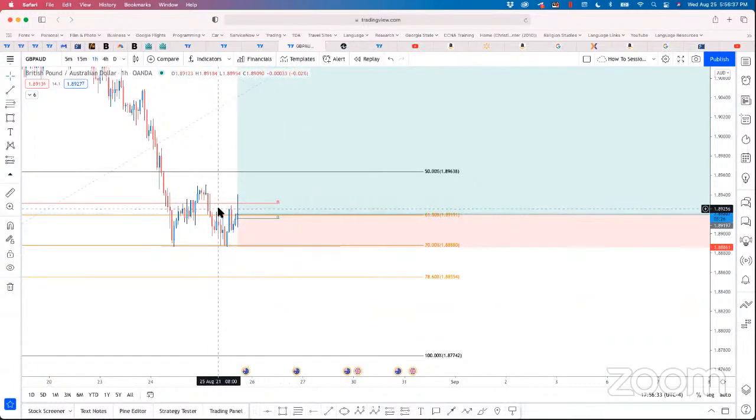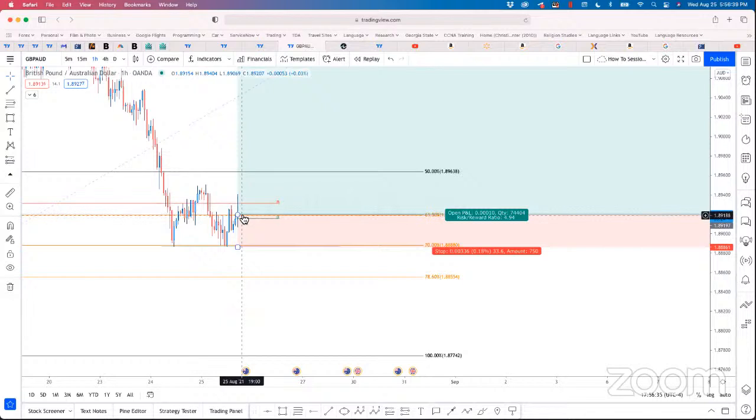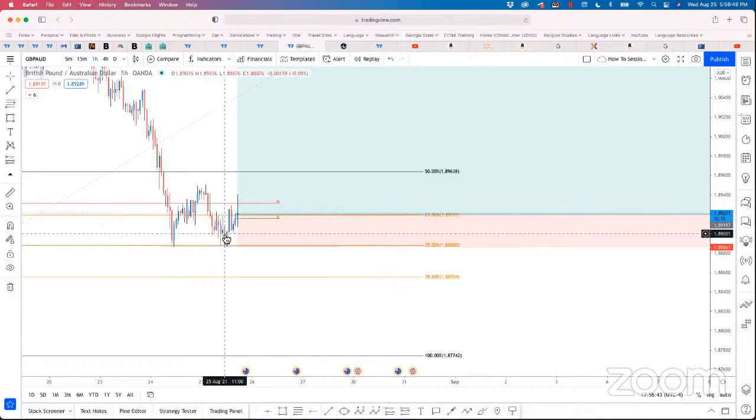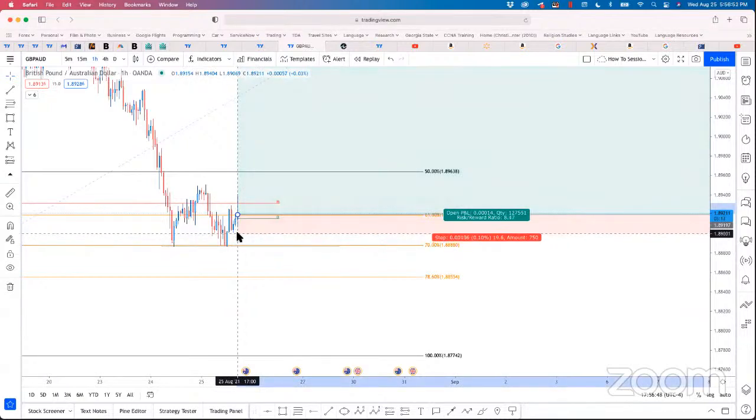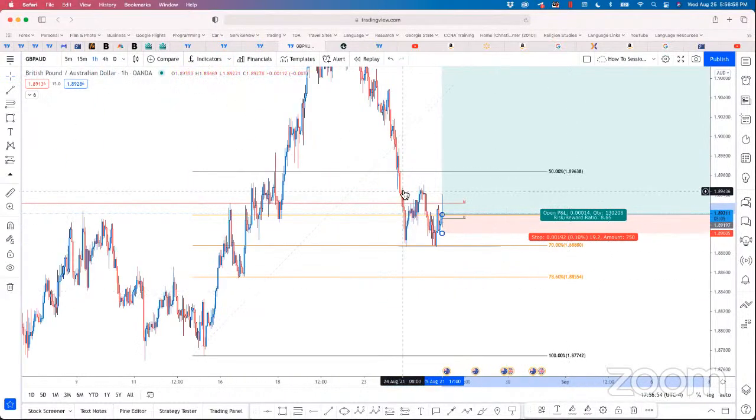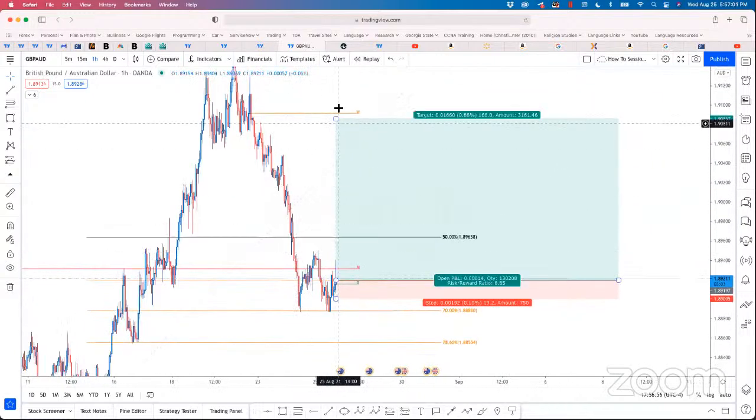You can do that. Or I mean, I feel like you didn't need to get out of this trade though. I know I did. It went all the way down. I'm like, what? At worst case, you could have used this little 19 pip stop loss. But I mean, you weren't in that much drawdown.